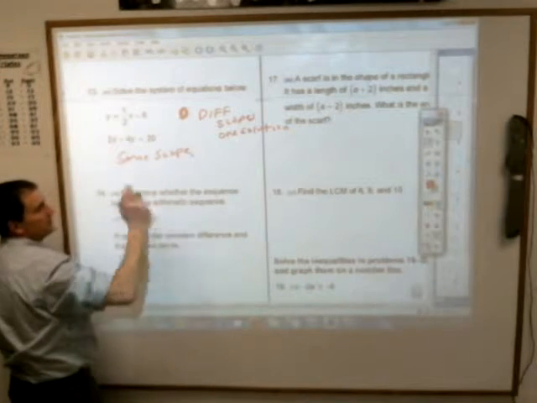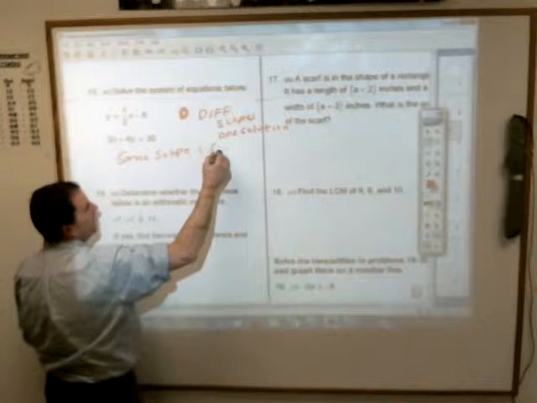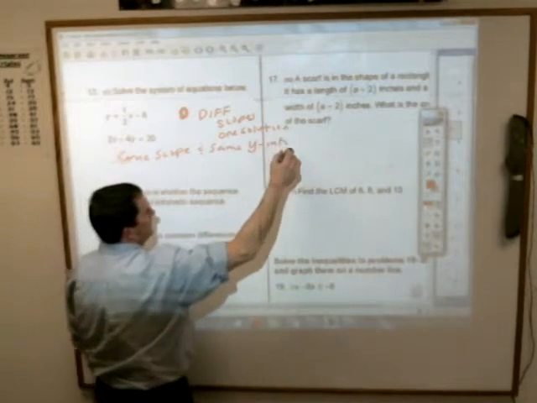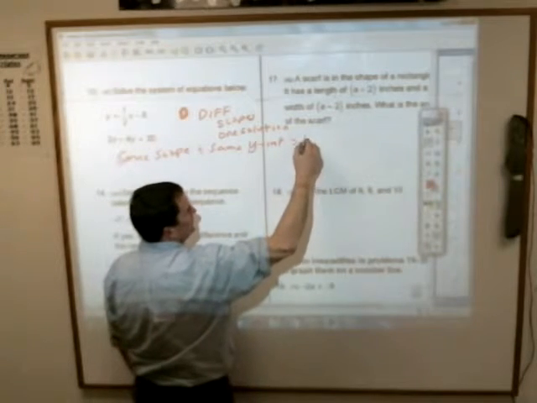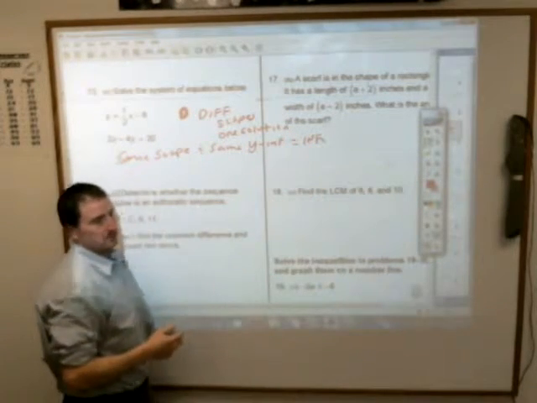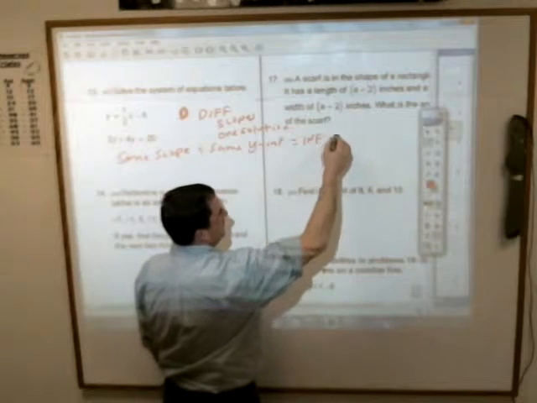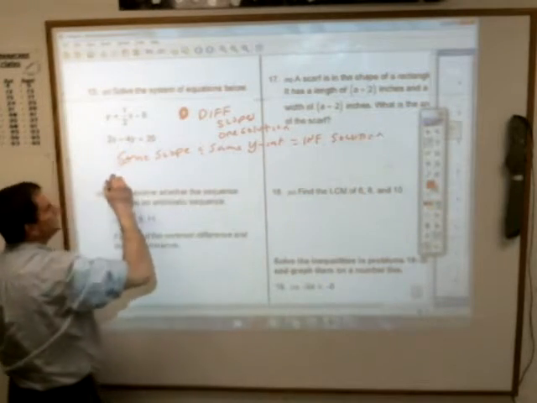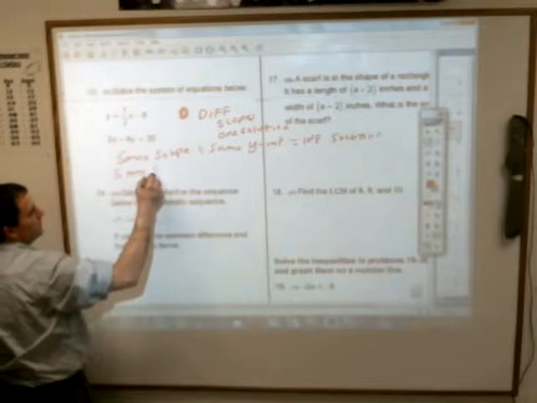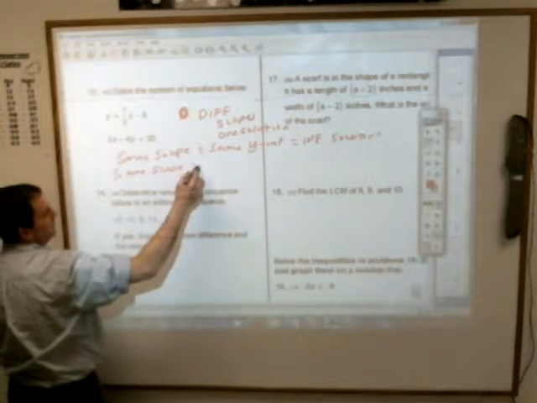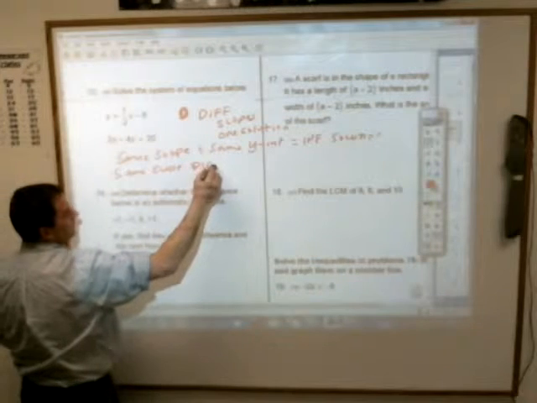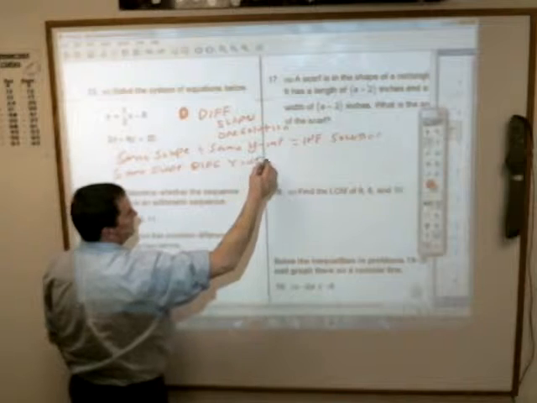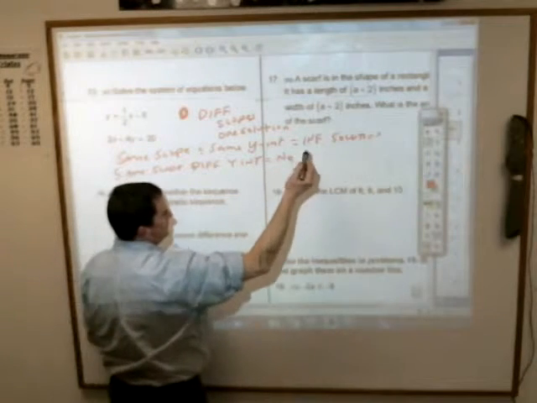If they have the same slope and the same y-intercept, that means it's going to be infinite solutions, because it's the same line. And if they have the same slope but different y-intercepts, that means there's no solution, because they never cross, they're just parallel lines.